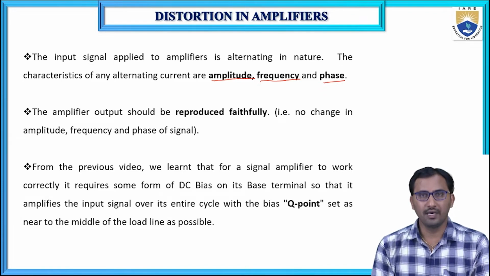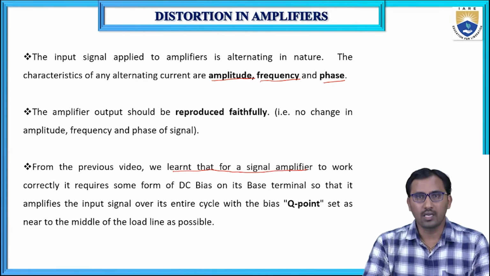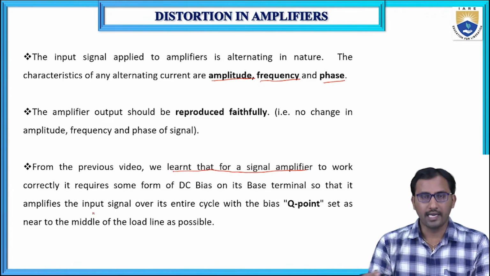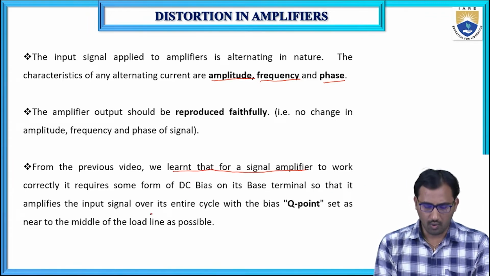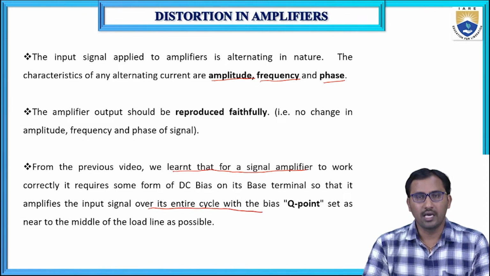From the previous video, we learned that for the signal amplifier to work correctly, it requires some form of bias, and that bias voltage we apply at the base terminal of the transistor, so that it amplifies the input signal over its complete, entire cycle. The Q point or operating point will be set at the middle of the load line as far as possible. So always the Q point will be located at the center of the load line.